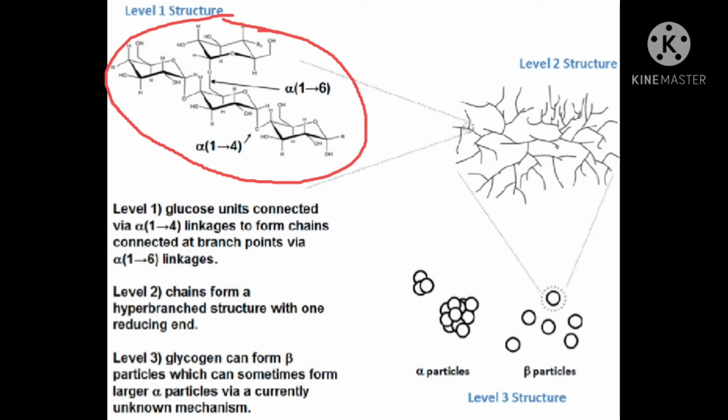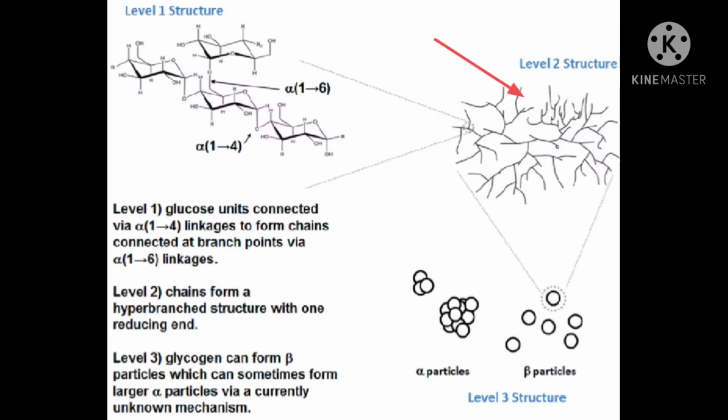This gives an idea about the different levels of organization of glycogen. In level 1, several individual glucose residues are connected together through alpha 1,4 glycosidic linkage and several branches are formed with the help of alpha 1,6 glycosidic linkage. So it is the basic initial polymerization stage. In level 2, as a result of continuous polymerization of alpha D glucose residues, it leads to the formation of a highly branched complex structure. Okay, there you can see here.